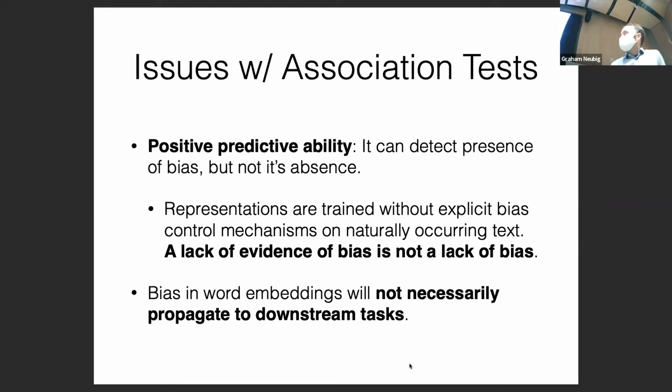Another issue is that if you have bias in word embeddings themselves, there's not necessarily evidence that it will propagate to downstream tasks. And even if it seems like this association test doesn't pass, it still might propagate to downstream tasks in unpredictable ways.